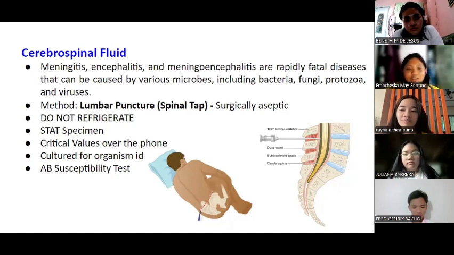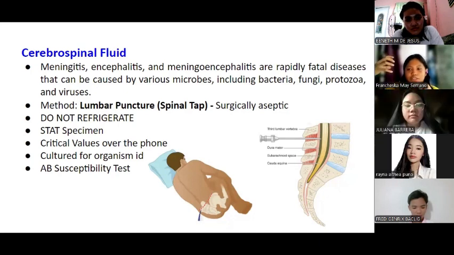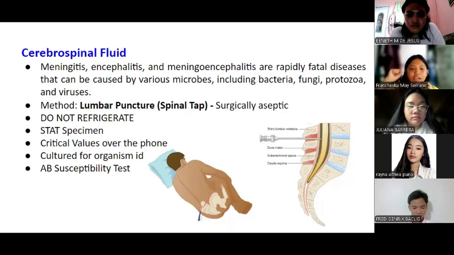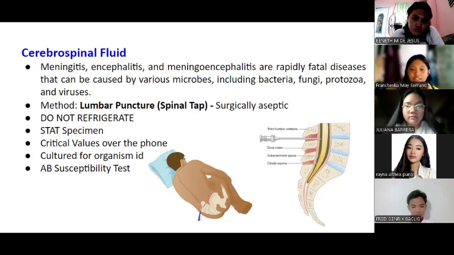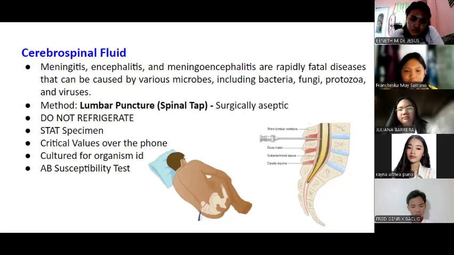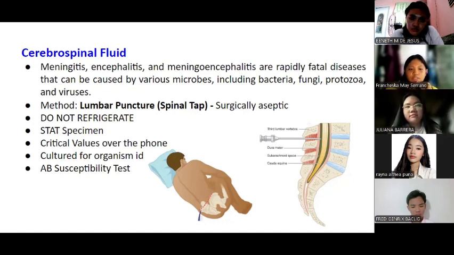And then, when it comes to cerebrospinal fluid, it is a stat specimen. So, after collection, kailangan send agad sa laboratory. And then, yung critical values, ang mean nito is kailangan, there's an organization or process upon sending specimen and then collecting ng result. So, the critical values over the phone could be discussed between the laboratory and the physician kasi nga stat specimen siya and it is critical. And the next is culture, and then ang cerebrospinal fluid is ginagamit for antibiotic susceptibility test.